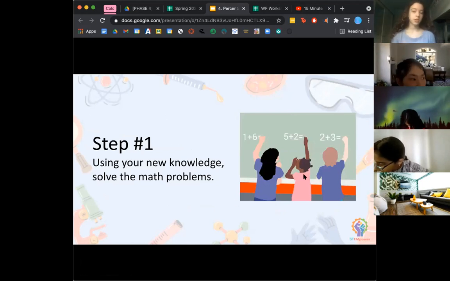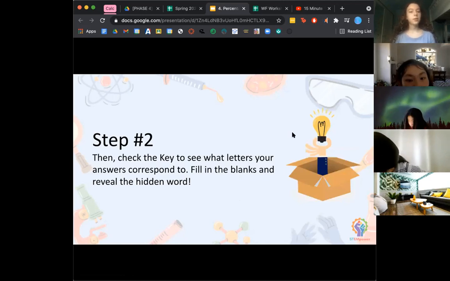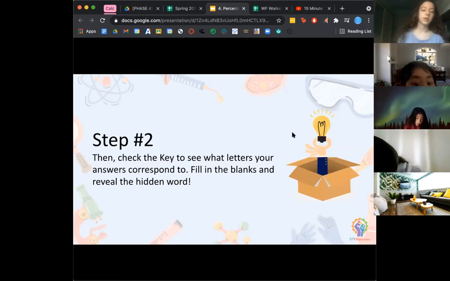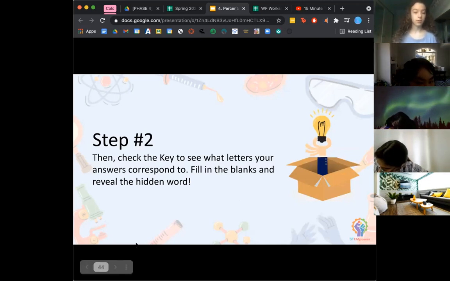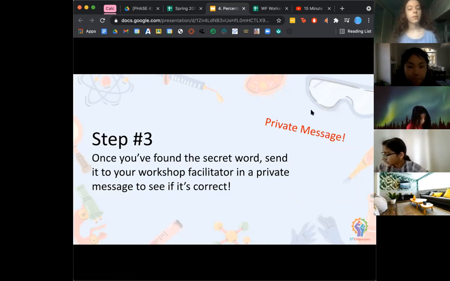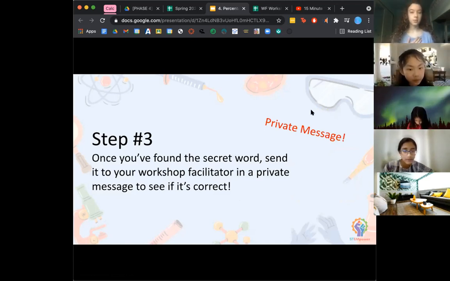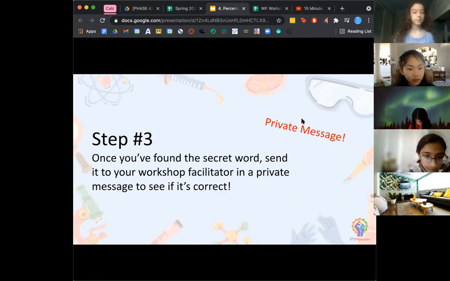Okay, so step 1, using your new knowledge, we're gonna solve some math problems. Step 2, you're gonna check the key to see what letter your answer corresponds to. Don't worry, this will make more sense once you see the problems. And then you're gonna fill in the blanks and reveal a hidden word. Once you've found your secret word, send it to me in a private message so I can tell you if you're right.